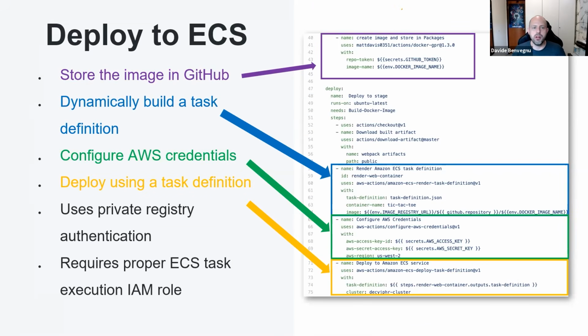This is just an example of deploying to the container service of Amazon. Same thing, you're going to create the image, save it somewhere. In this case, it's in packages.